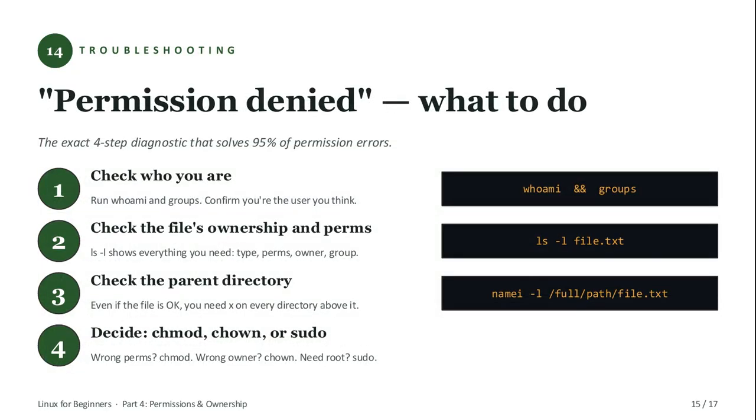So when you do hit that dreaded permission-denied message, here's a 4-step diagnostic that handles almost every case. Start with who you are. whoami and groups confirm your identity. Then ls -l on the file itself to see who owns it and what's allowed. If that looks fine, check the path with namei, because you need execute permission on every directory leading to the file. Once you know what's wrong, the fix picks itself: chmod for permissions, chown for ownership, sudo only when you genuinely need root.